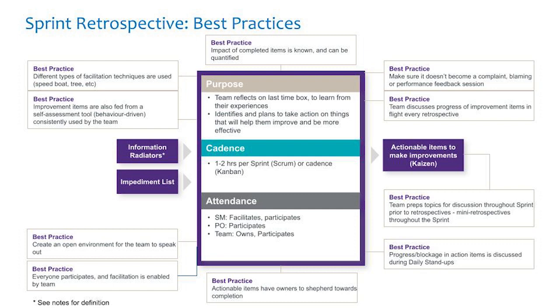The team discusses progress of improvement items in flight every retrospective. So it's really good to write down the major themes of improvement that you want to accomplish with your team and make sure that we're constantly looking back at how we can improve. The team preps topics for discussion throughout the sprint prior to retrospectives. So have a little list of items that you want to bring up at the retrospective. Encourage your groups to have a little to-do list of issues that they want to talk about.